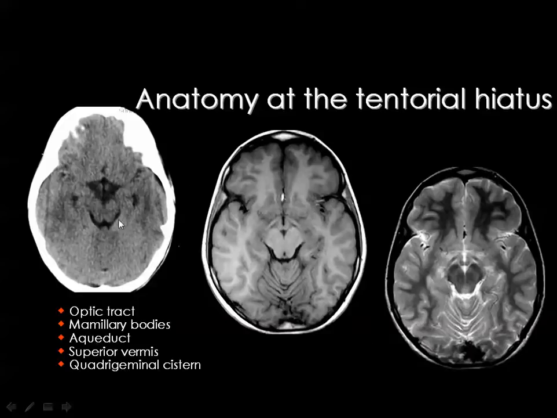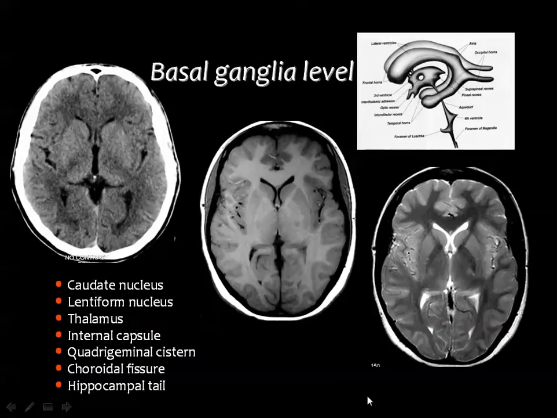Then this is the CT section, and you can see the quadrigeminal cistern, you can see the midbrain, and it's usually difficult to see the optic tracts and the mammillary bodies, but by MRI it's easy to see the mammillary bodies, and you can see the optic tracts as well, and you see the quadrigeminal cistern as well as the aqueduct of Sylvius.